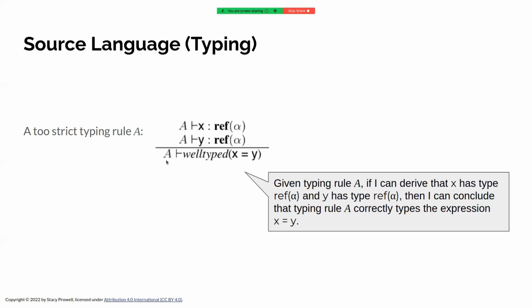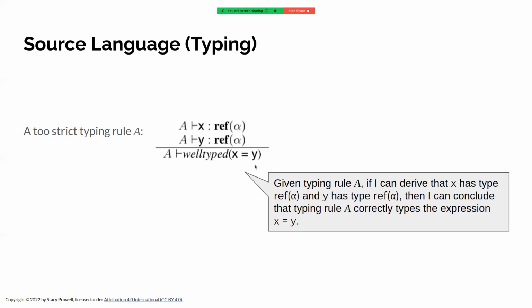Therefore, I conclude that A is well typed for X equals Y. Okay. In other words, the expression X equal Y is well typed, whatever that means. I'm defining it here under the typing rule A, if those two things up here are true, right? If this, then this. And it kind of makes sense, right? I mean, both X and Y refer to a type of alpha. And so setting X equal to Y, this is assignment, he concludes that that's well typed. Great. So given the typing rule A, I can derive that X has type ref alpha and Y has type ref alpha. And then I conclude that the typing rule correctly types the expression X equal Y. Great. That all seems perfectly reasonable.